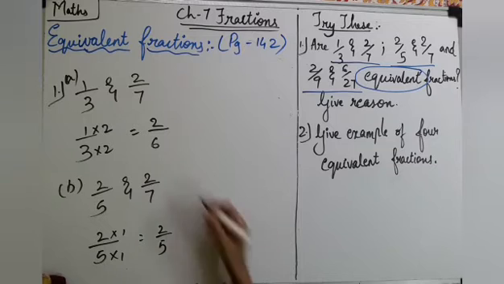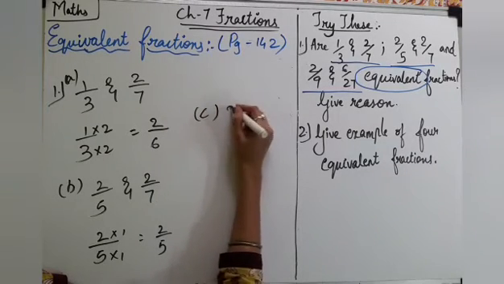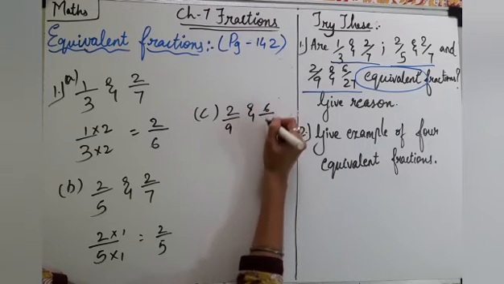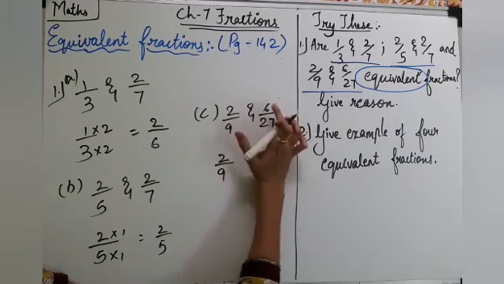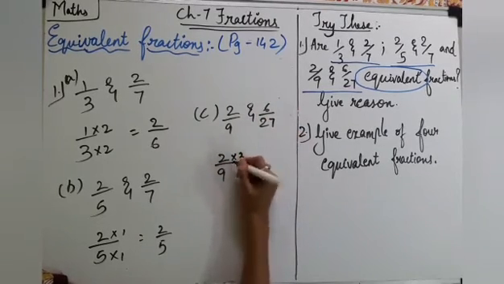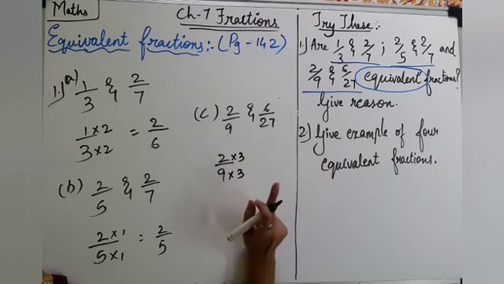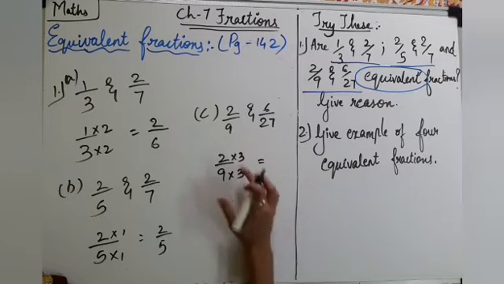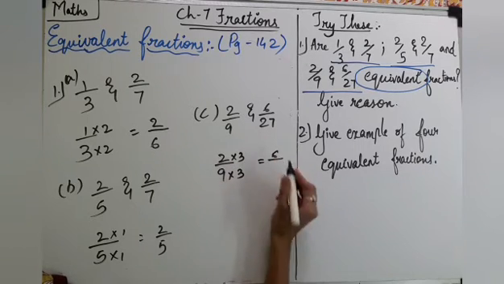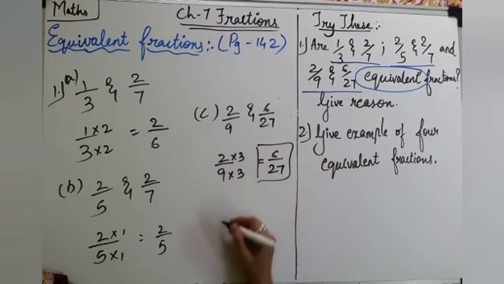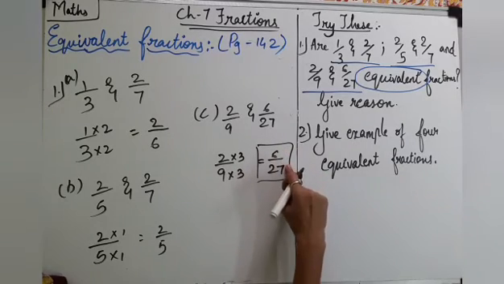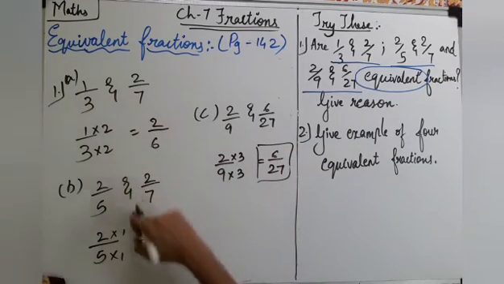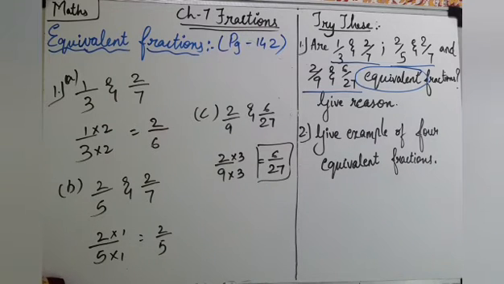Okay. I'll solve the C one. See what is written. 2 upon 9 and 6 upon 27. 2 upon 9. What will I multiply so it will come 6? So I will multiply by 3. In denominator and numerator, I will multiply the same number. Okay. So 2 3s are 6 and 9 3s are 27. Yes. I got the answer. 2 upon 9 is equivalent to 6 upon 27. And both A and B are not equivalent to each other. Okay. Now moving to the next sum.